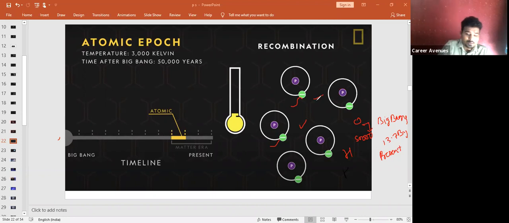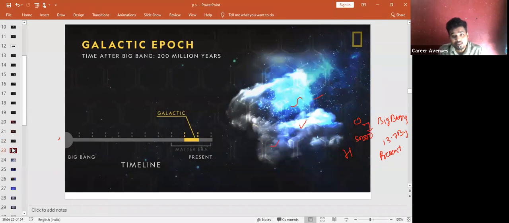Okay, so now moving to the next, we have the galactic epoch. In this galactic epoch, finally there is a formation of nebula. A nebula is basically a cloud of dust and gas, where stars originate, where stars form. So this is called the galactic epoch. Galactic bodies are formed somewhere 200 million years after the Big Bang.